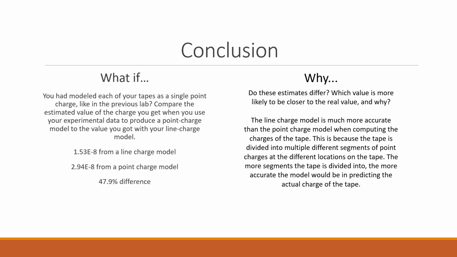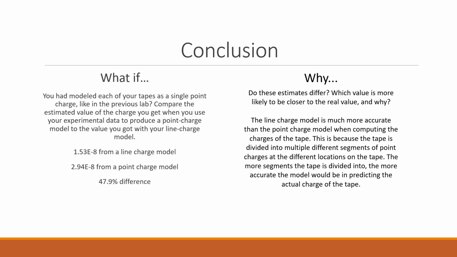In conclusion, what if you had modeled each of your tapes as a single point charge like in the previous lab and compared the estimated value of the charge you get when you use your experimental data to produce a point charge model to the value you got with your line charge model? So the line charge was at 1.53 e to the negative eighth, and the point charge was 2.94 e to the negative eighth. And that's about a 50% difference, and that's because when you treat it as a line charge, many of the charges that are not directly in the center cancel each other out since it is a symmetrical piece of tape. So that is why it is much lower.